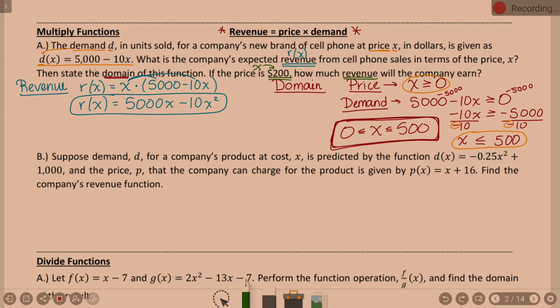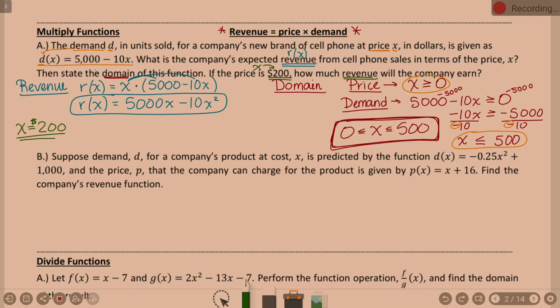Revenue. This is the easiest part of the problem, I promise. Do I have a formula? Yes, we just came up with it. And now I have a number for X. What do you think I do? 200 times... We're going to plug it into our revenue. So X equals $200.